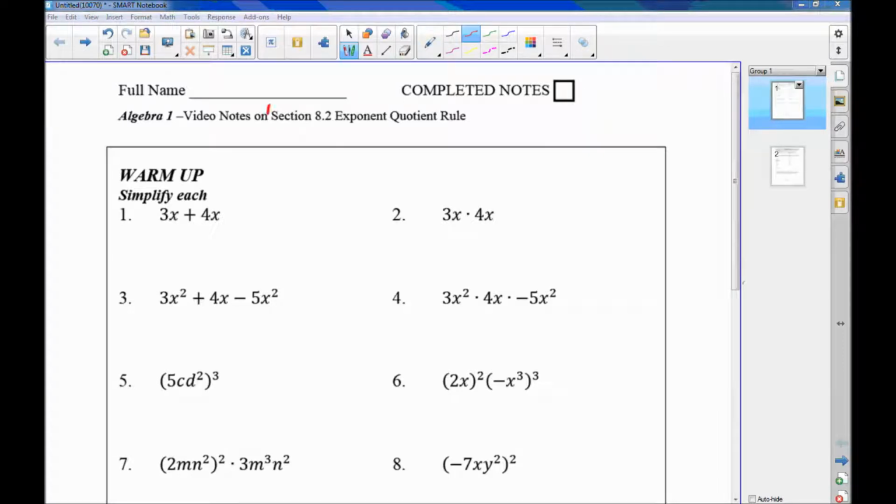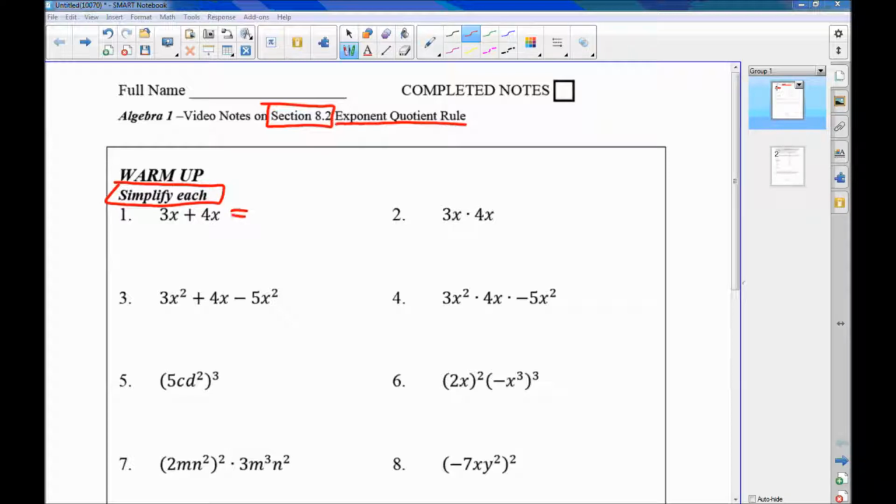Today we are covering section 8.2, exponent quotient rules. So for our warm-up, you are supposed to simplify each, and this combines stuff from the first quarter about adding and subtracting like terms, along with the stuff from last time about multiplying two terms together. Okay, so number 1 and number 2 should definitely have different answers.